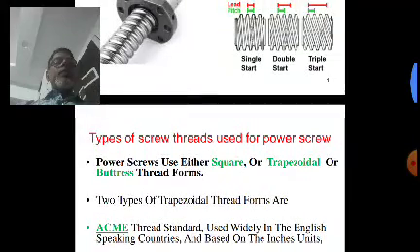Now which are the thread profiles which we are using in the power screw? Mainly we use the square thread profile or trapezoidal or the buttress. All these are the basics of the triangular one. The first, buttress, is part of the triangular thread, and the square and trapezoidal are part of the square thread profile.